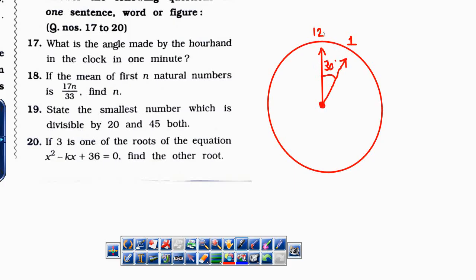This is something you can by heart. 12 to 1 30 डिग्री, 1 to 2 30 डिग्री, 30 करके 360 डिग्री घूम जाता है. तो 60 minutes में the hour hand could move only 30 degrees. तो question is 1 मिनट. 1 मिनट में कितना? क्रॉस मल्टीप्लाई. Answer is 0.5 degrees.